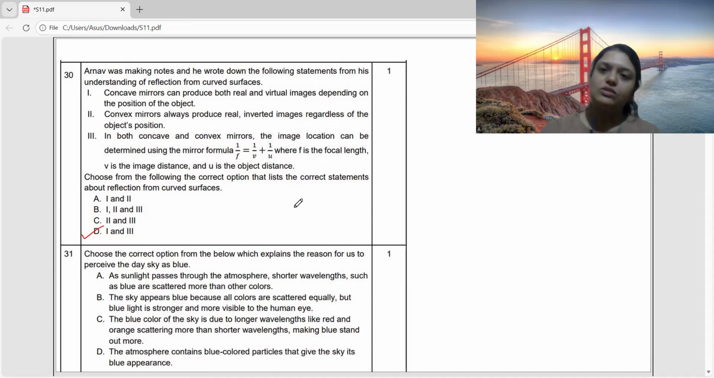Now violet is also there, right? It also has a shorter wavelength. It can also get scattered, but our eyes are more sensitive to blue light. That is why we will see the blue color mainly. So as per the option, if you can see here, as sunlight passes through the atmosphere, shorter wavelengths such as blue are scattered more than other colors. So yes, this is the correct option here.